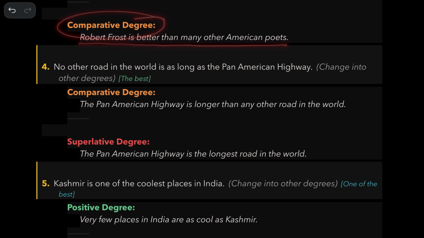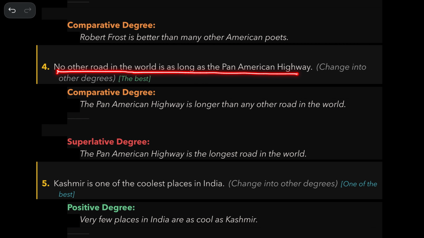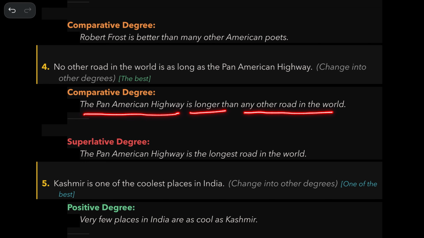Comparative degree here. No other road in the world is as long as the Pan American Highway. And this belongs to the first pattern, the best, and you are asked to write other sentences using the other degrees. Comparative degree, the Pan American Highway is longer than any other road in the world. Superlative degree, the Pan American Highway is the longest road in the world.